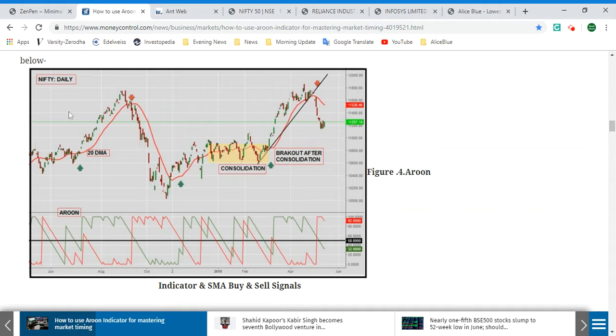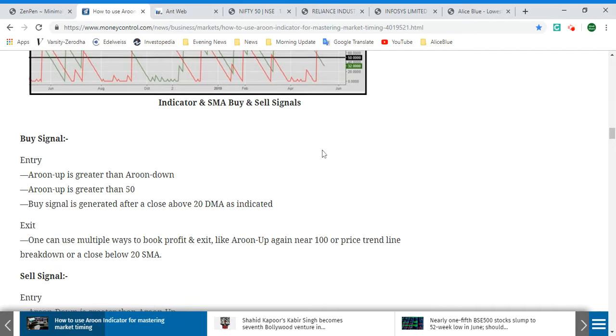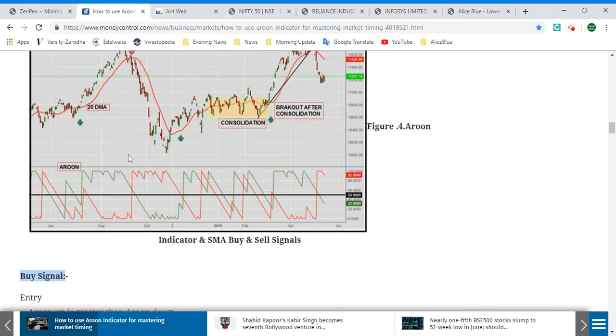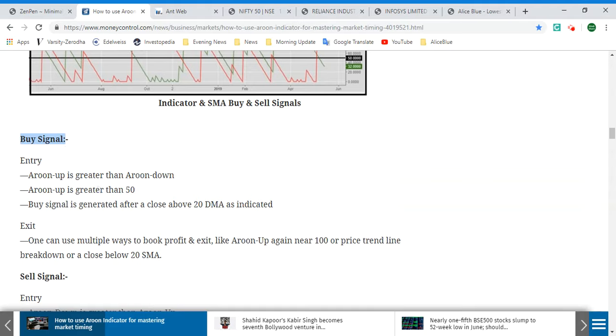In this example of the candlestick chart, this is the low point, sell point. Here is the buy point. Here was again a buy signal, and here is a sell signal. So let's understand this better. How is the buy signal formed when you're using the simple moving average and Aroon indicator together?